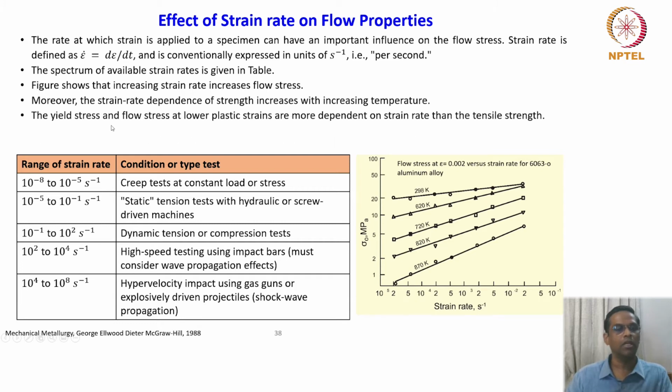So this is what is shown here. The yield stress and flow stress at low plastic strains are more dependent on strain rate than the tensile strength. Okay, so this is what it is: the yield strength and the flow stress at lower plastic strain.